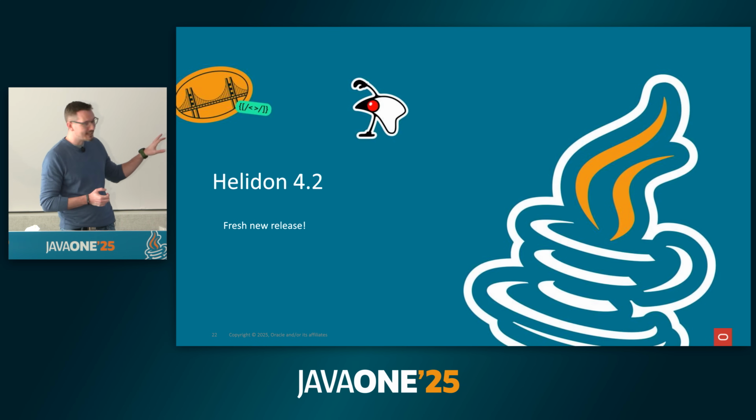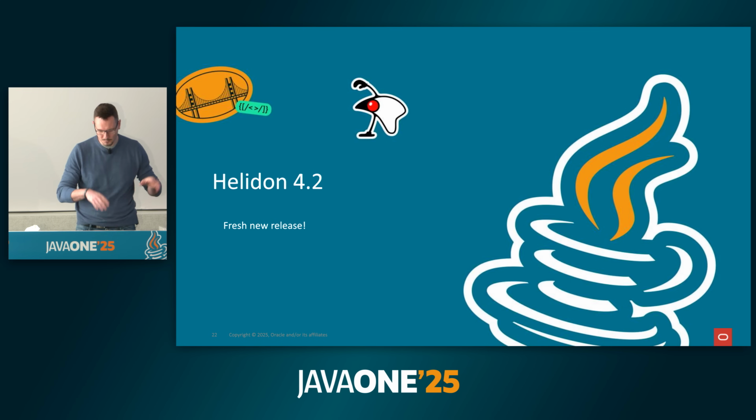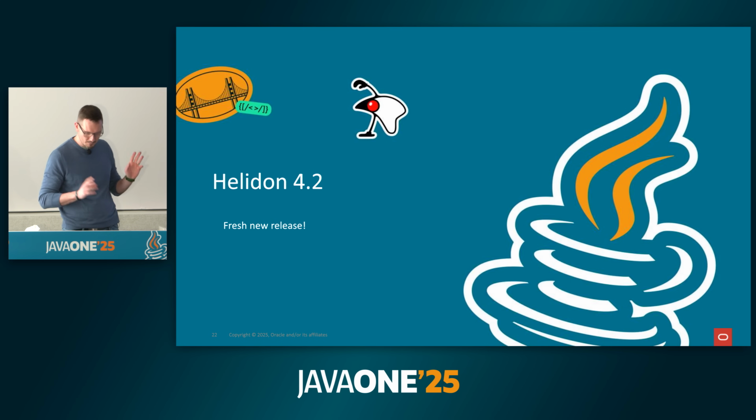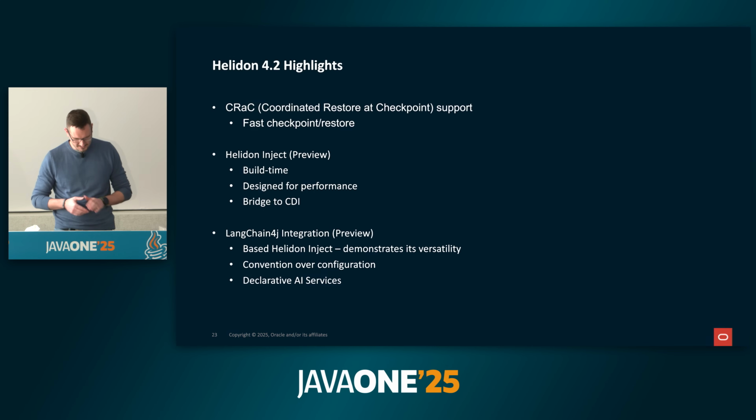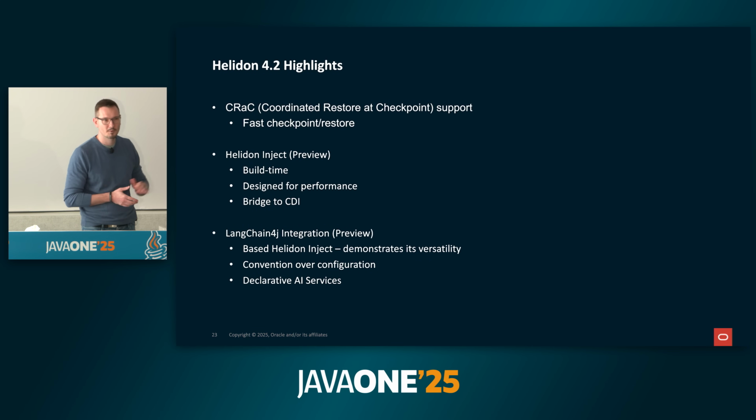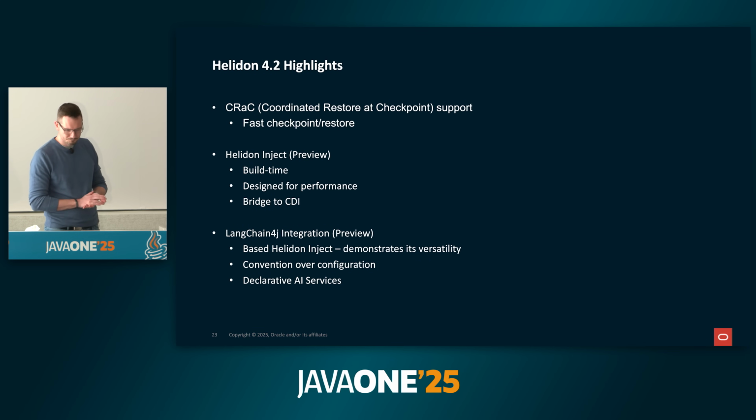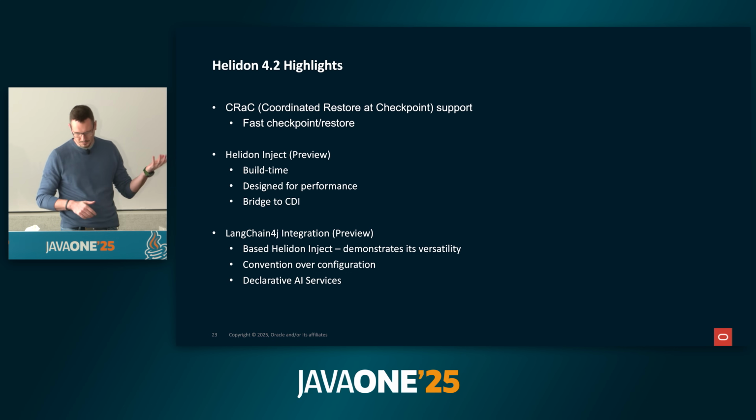Now we switch to Helidon. This is the new release, Helidon 4.2. It's just a few days old, so we will go through some of the features. We have about three of them, so it will be really quick. And the most important one is the AI, of course. I will start with the CRaC support. I have talked about it a while ago. That's the Coordinated Restore at Checkpoint. It's a super cool feature for startup optimization. I already showed you the numbers, right?